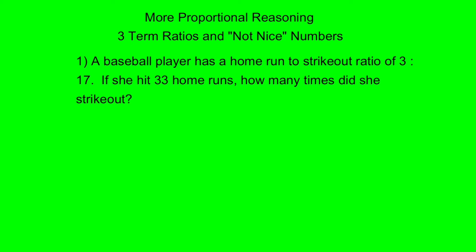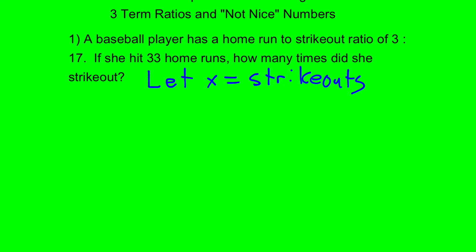There's our unknown. So we want to write let x equal strikeouts. And then we want to have our comparison. Now our comparison in this problem is we're comparing home runs to strikeouts. So we want to write that down. Home runs compared to strikeouts.